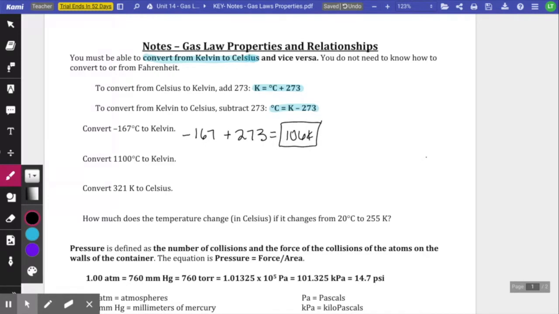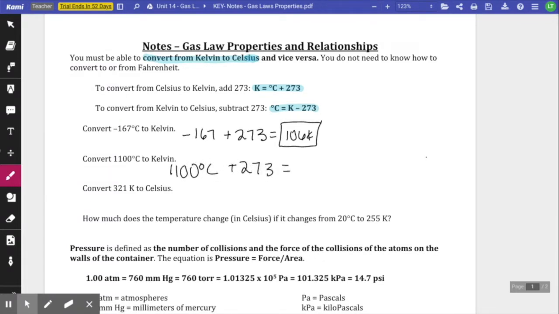All right, guys, we're going to do all of them because it shouldn't take us very long. They're easy. So if I have 1,100 degrees Celsius and I want to get to Kelvin, once again, I'm just going to take my temperature in Celsius and add 273 to it. Add it together, and you get your Kelvin temperature.